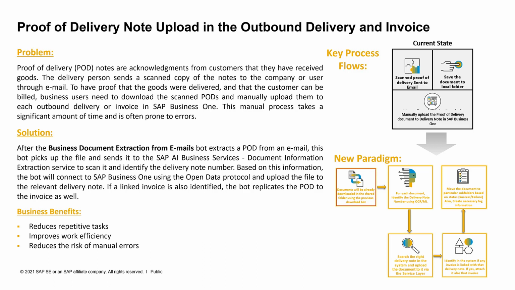The proof of delivery note upload in the outbound delivery and the invoice bot then sends these files to the document information extraction service, which scans the documents and identifies the delivery number of the file. Based on this information, the bot continues to SAP Business One using Open Data Protocol and uploads these files to the relevant delivery note. If a linked invoice is also identified, the bot replicates the proof of delivery to the invoice as well. Now let's see how the bot works.